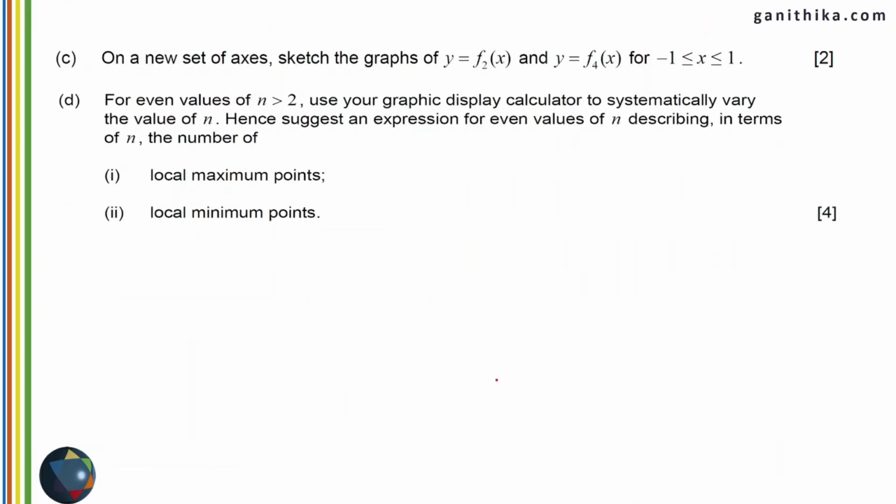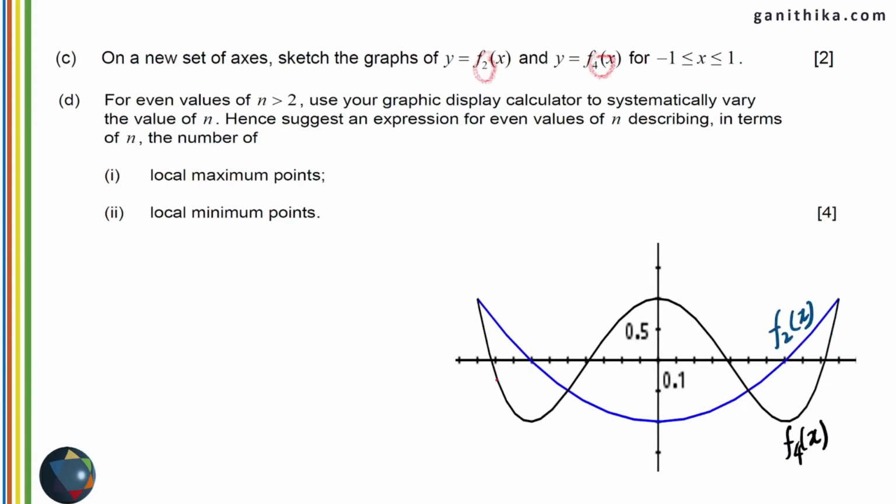So let's proceed further. On a new set of axes, sketch the graphs of f2 and f4 of x. Now we are going to do even values for n. So pause the video here again. Find f2 of x and f4 of x from the GDC. Sketch them in your notebook. And again you see that your x axis is between minus 1.5 and 1.5, so that you can have a clear picture for the domain minus 1 to 1. So this is going to be your graph.